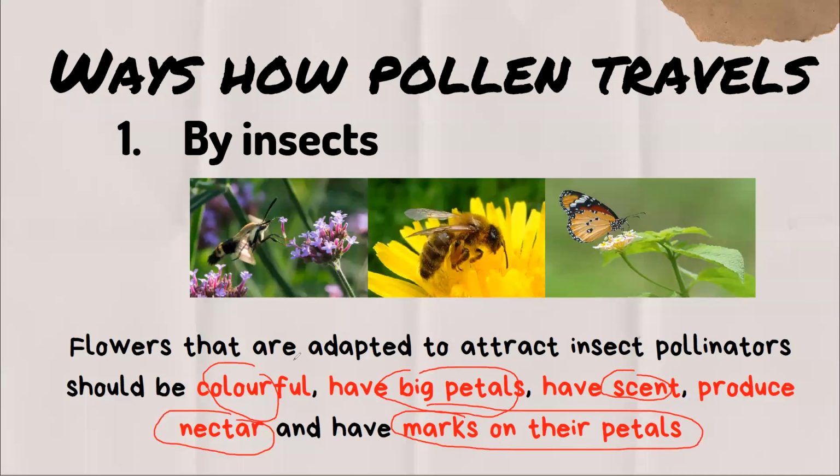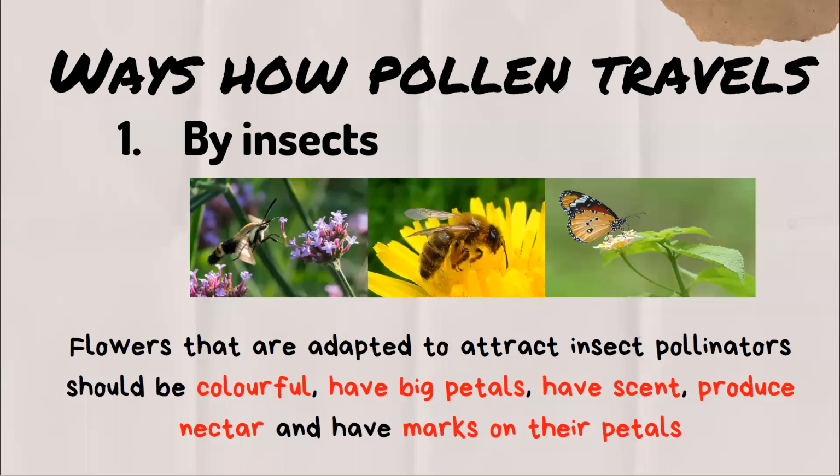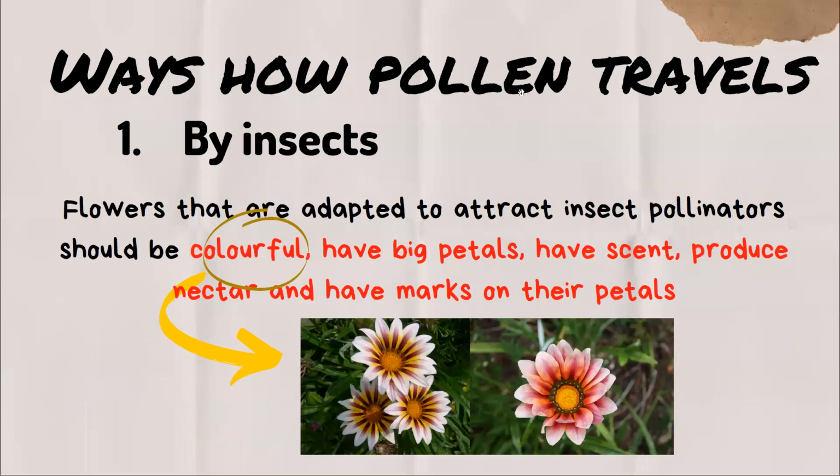Very good. Okay, let's go one by one, okay? You'll be like, teacher, why are these 5 adaptations? Okay, don't worry, we'll talk about it. All right, so for the first one, colorful. What does it mean to be colorful? Okay, colorful is actually bright colors.